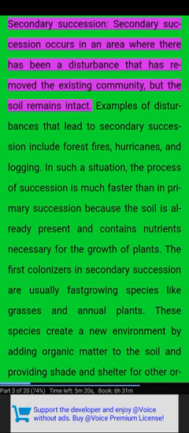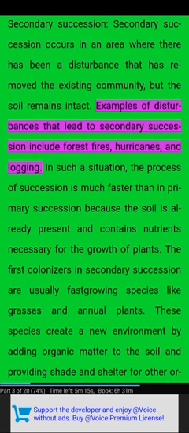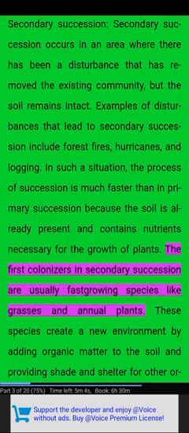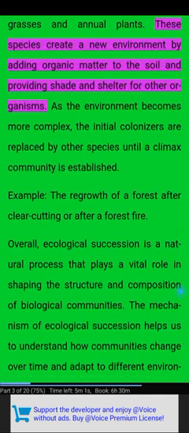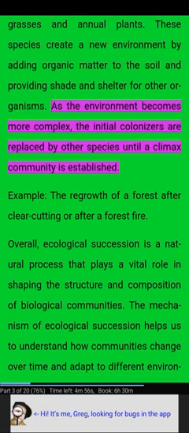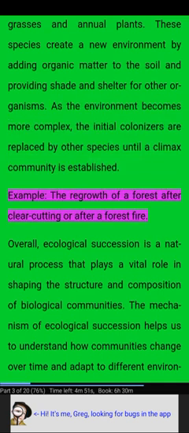Secondary succession. Secondary succession occurs in an area where there has been a disturbance that has removed the existing community, but the soil remains intact. Examples of disturbances that lead to secondary succession include forest fires, hurricanes, and logging. In such a situation, the process of succession is much faster than in primary succession because the soil is already present and contains nutrients necessary for the growth of plants. The first colonizers in secondary succession are usually fast-growing species like grasses and annual plants. These species create a new environment by adding organic matter to the soil and providing shade and shelter for other organisms. As the environment becomes more complex, the initial colonizers are replaced by other species until a climax community is established. Example: the regrowth of a forest after clear cutting or after a forest fire.